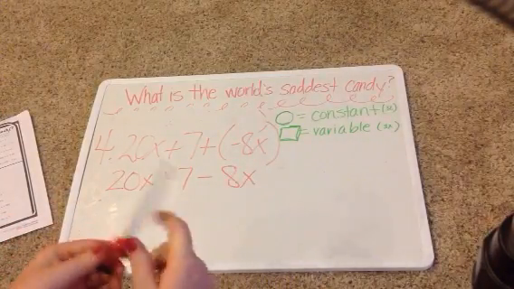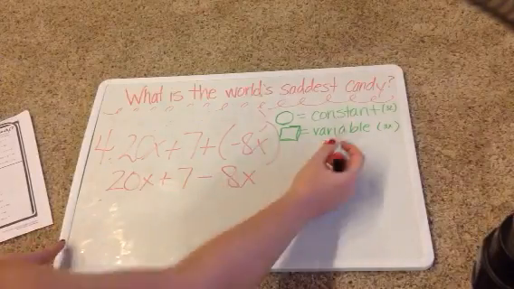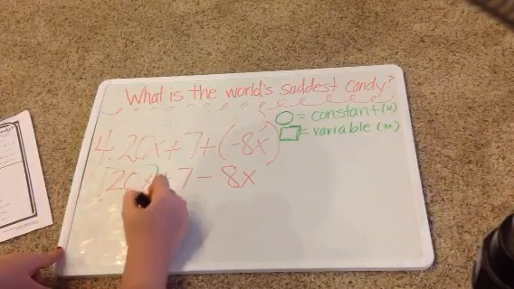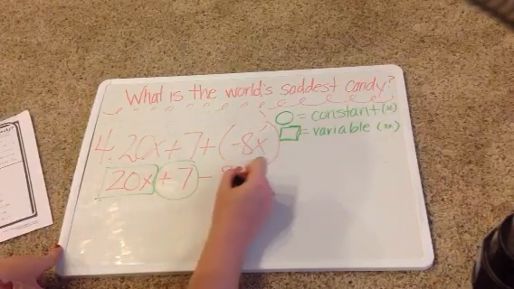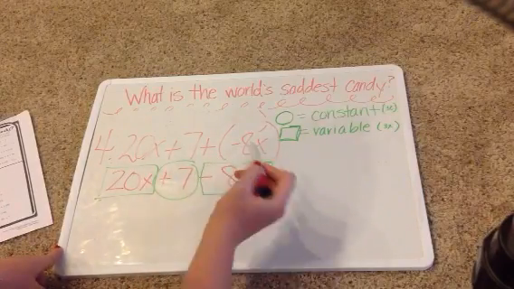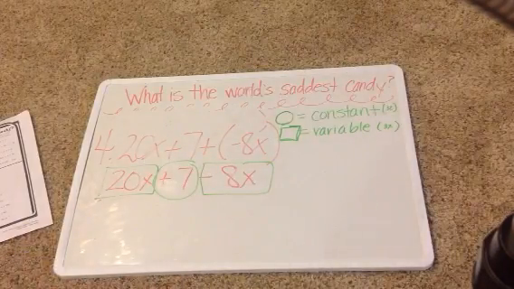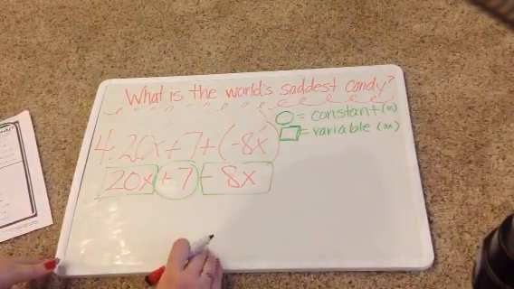Now we can go ahead and circle and box. So we have a variable which is going to be boxed. We have a constant which is going to be circled. We have another variable that's going to be boxed. So we can leave our constant alone. We know that one's going to come down at the end.